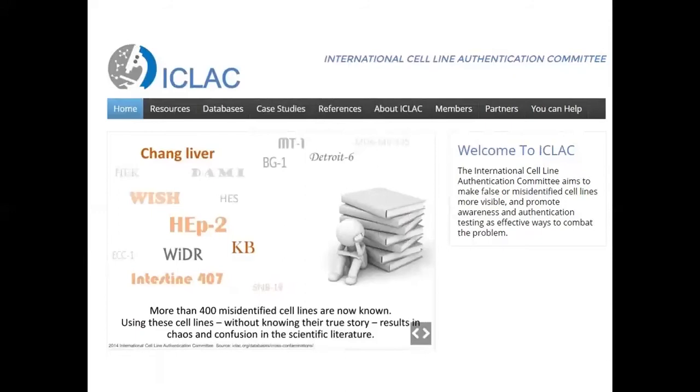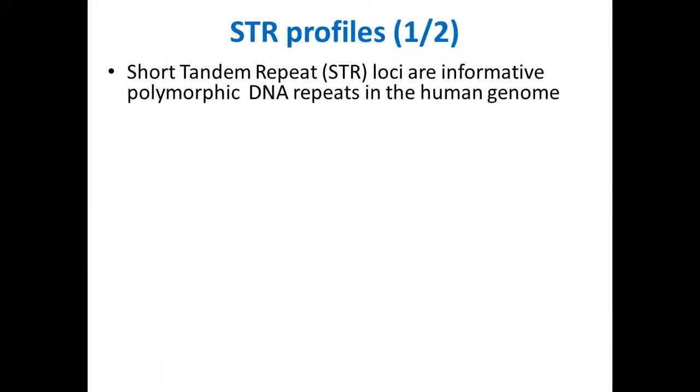So I think that's really a top group, really committed to trying to help clean the world of contamination, of cell line contamination. But of course, having the list of cell lines which are contaminated is one thing. The next step is to make sure that people, when they are using a cell line, test to see if that's the right cell line or not. And that goes to the STR profile, which stands for short tandem repeats.